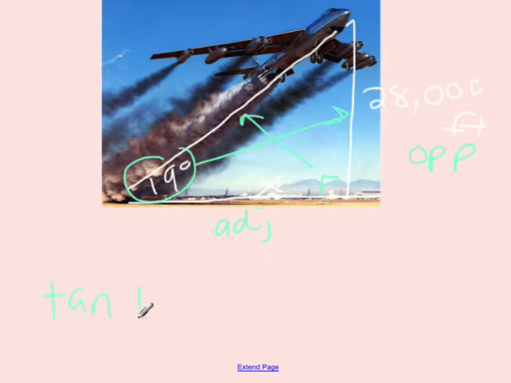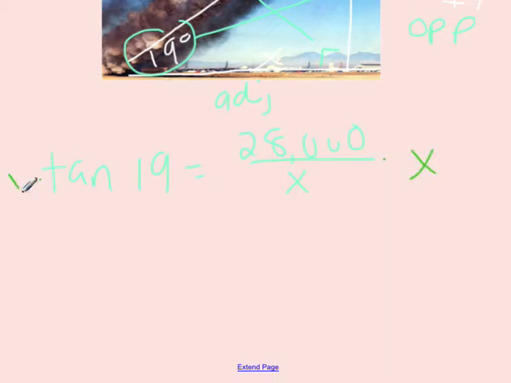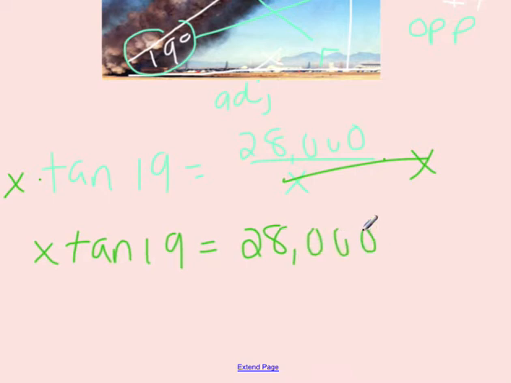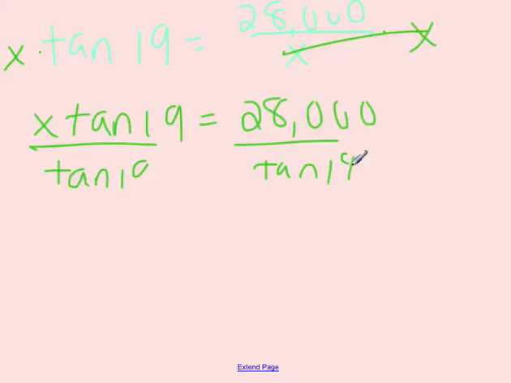So tangent of 19 is equal to opposite, which is 28,000, divided by adjacent. So now we have to solve this for x. The first thing I'm going to do is multiply both sides by x. So I get x tangent of 19 is equal to, those x's cancel, 28,000. So now to solve for x, I'm going to divide both sides by tangent of 19. So then I end up getting x is equal to 28,000 divided by tangent of 19. So that's going to give us 81,317.9 feet.